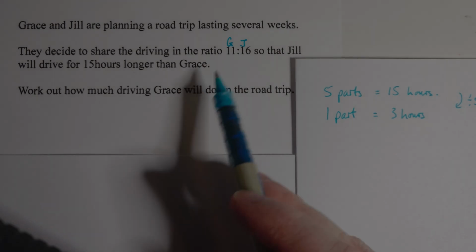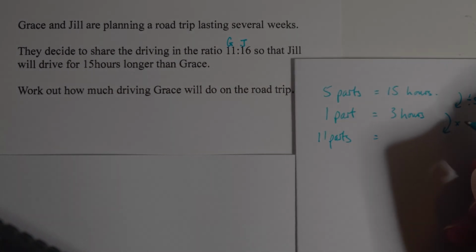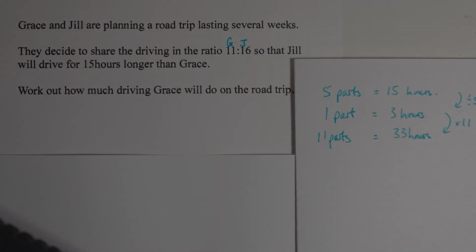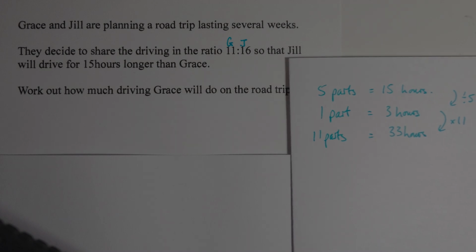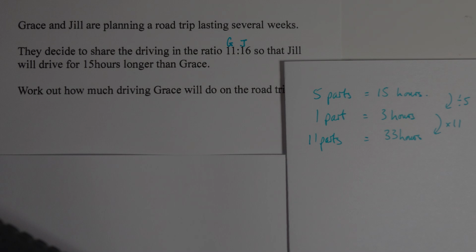And Grace drives for 11 parts. So let's multiply that by 11. 3 times 11 is 33 hours. So that's the answer. Grace drives for 33 hours on their road trip. This question didn't ask for it, but if you multiplied 3 by 16, you'd get 48, and that's how many hours Jill is driving for. And indeed, if you do 48 take away 33, you do get that difference of 15. So it's definitely the correct answer. You can always do these little checks to see if you've got them right at the end. So that was an example where it was necessary to subtract the number of parts that are given in the ratio.